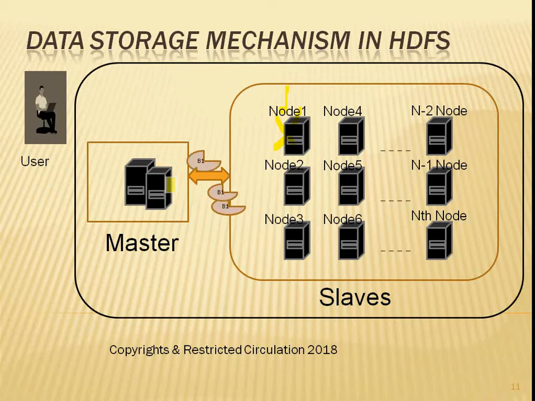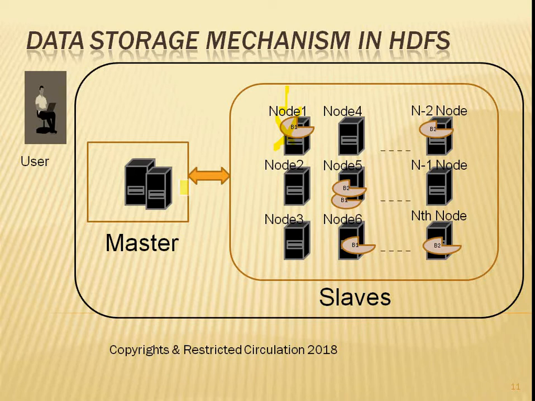And this master has that information where my data exists. Okay, so let's suppose another block, B2, will be randomly stored somewhere on a slave node. The master will decide it, and now the B2 block of that input data file has been stored on node 5, this n-2 node and this nth node. But the master has all the information where these blocks are stored.